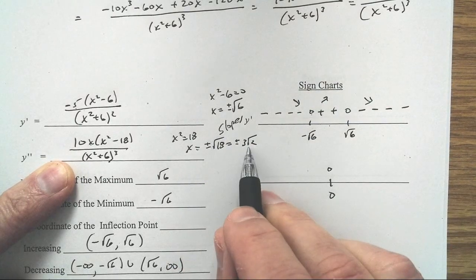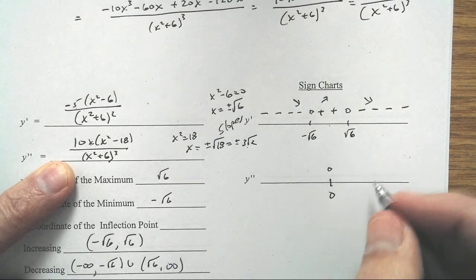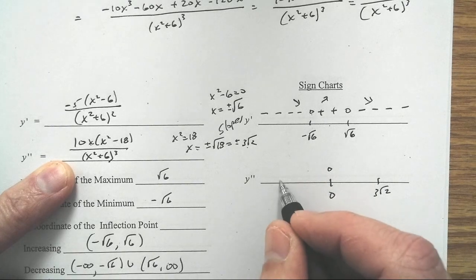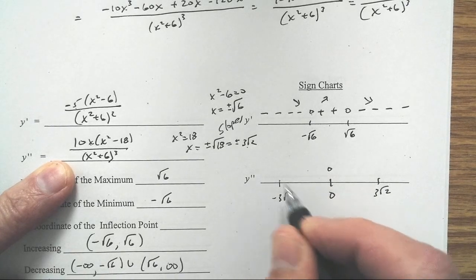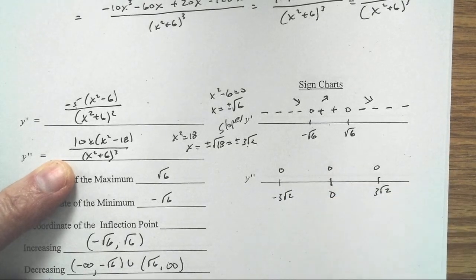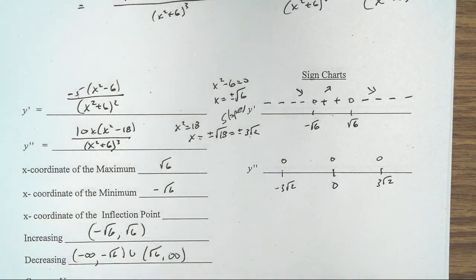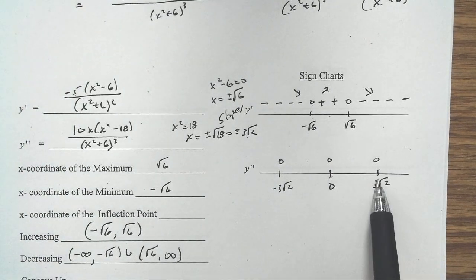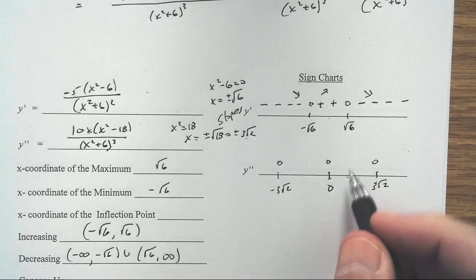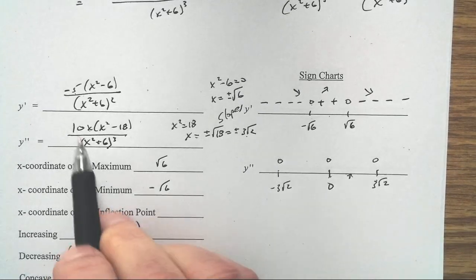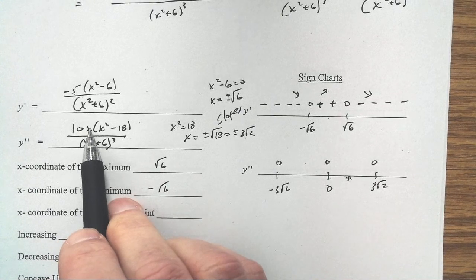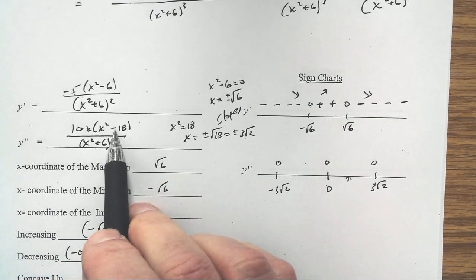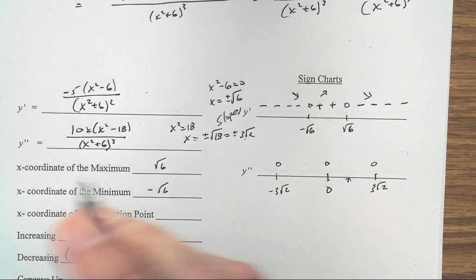3 square root of 2 is definitely beyond square root of 6. So I'm going to put it out here. 3 square root of 2, negative 3 square root of 2, second derivative is 0. Let's pick some values. 1's between 0 and 3 square root of 2, so testing this zone. Putting in a 1, I'd get 10 times 1 positive, 1 minus 18 negative, positive times negative on positive, positive times negative, negative.